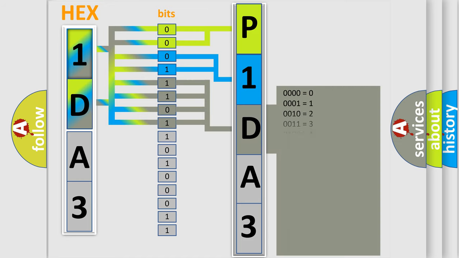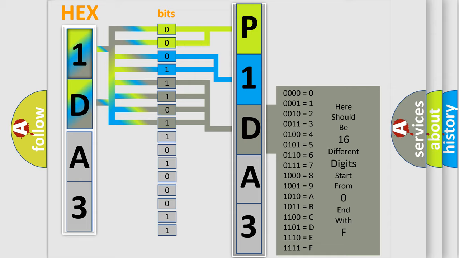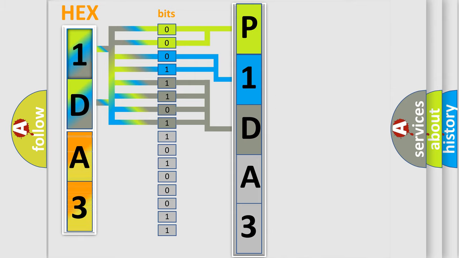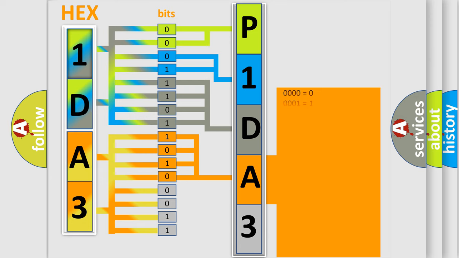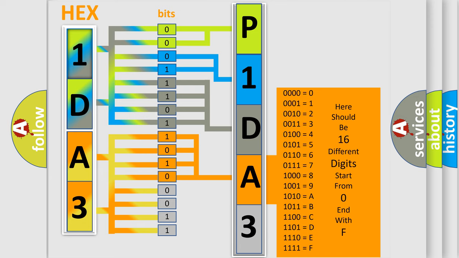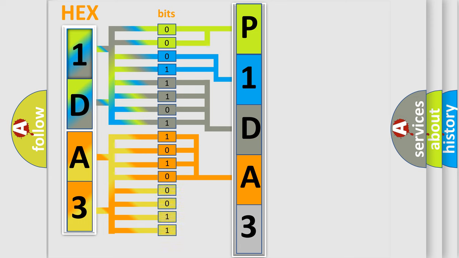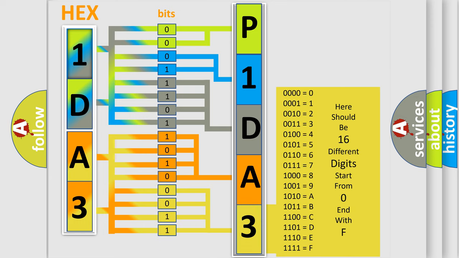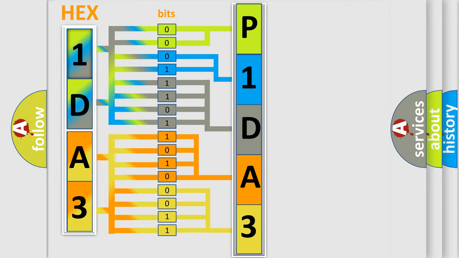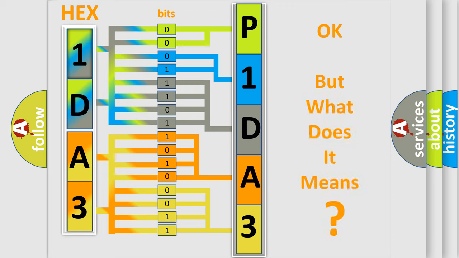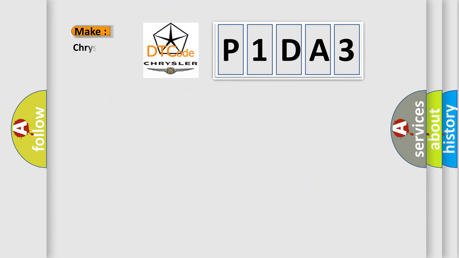The second byte is composed of a combination of 8 bits. The first 4 bits determine the fourth character of the code, and the combination of the last 4 bits defines the fifth character. A single byte conceals 256 possible combinations. We now know in what way the diagnostic tool translates the received information into a more comprehensible format. The number itself does not make sense to us if we cannot assign information to what it actually expresses. So, what does the Diagnostic Trouble Code P1DA3 interpret specifically for Chrysler car manufacturers?